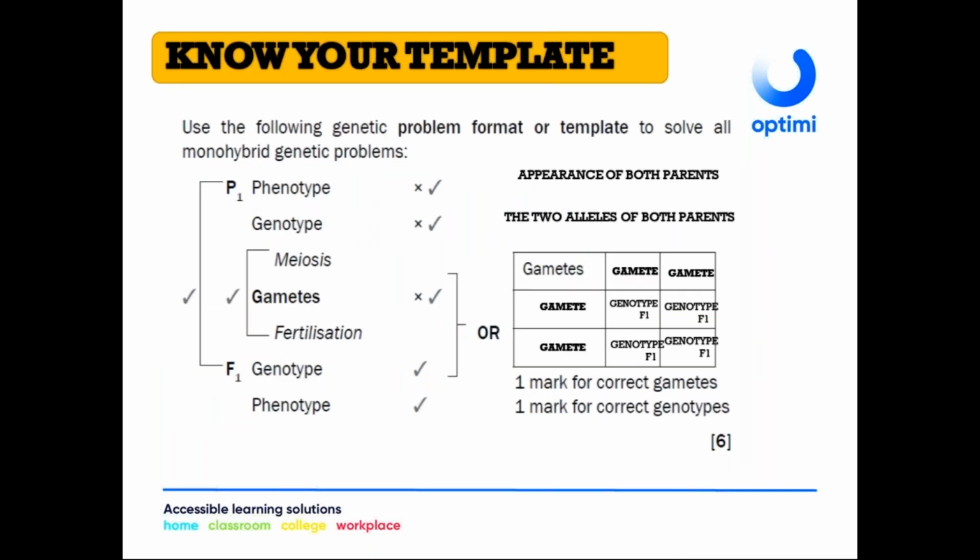Okay, right. Remember, we use Punnett squares in order to solve monohybrid genetic problems. We're going to be looking at dihybrid genetic problems as well, if we still have time. Okay, so you need to know your template very well. And if you use this template throughout your questions, you shouldn't have a problem with this. You should find it very easy.